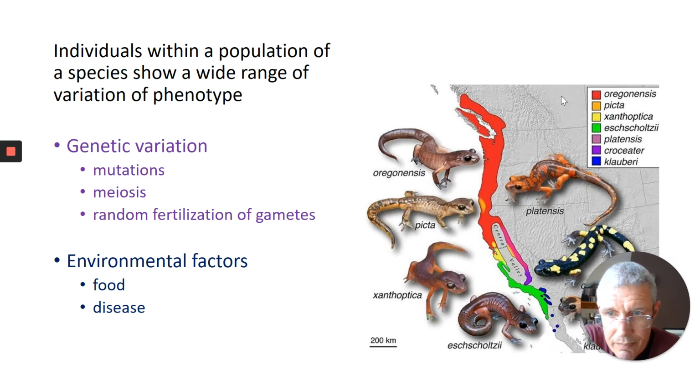Environmental factors, things like food and disease. Classic example, identical twins. If you feed one identical twin and then don't feed the other one, then they'll have a different phenotype that you can see. I want to be bigger, I want to be smaller.